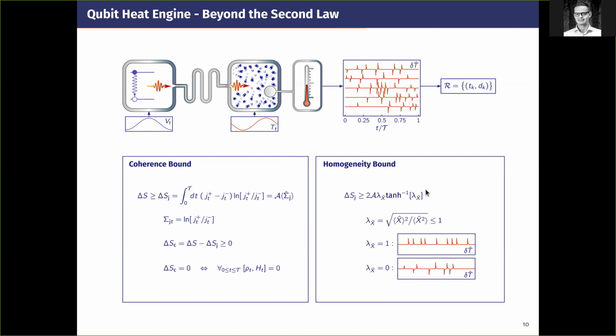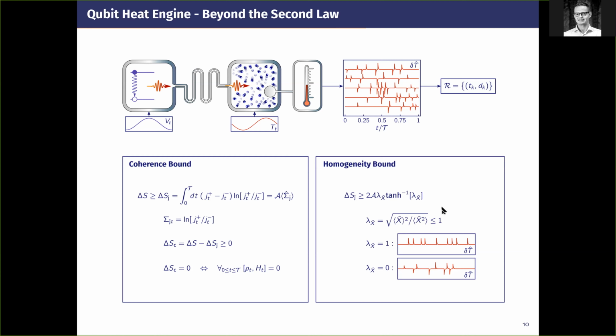Okay, next step, you can now show that this object delta Sj is bounded from below by the total activity times some function of one dimensionless parameter, which I will call homogeneity. And this is just the square root of the ratio of the squared first and the second moment of the single jump distributions, these quantum jump distributions. This applies to any thermodynamic flux. For concreteness, you can always assume that X is just the heat exchange between the system and the reservoir.